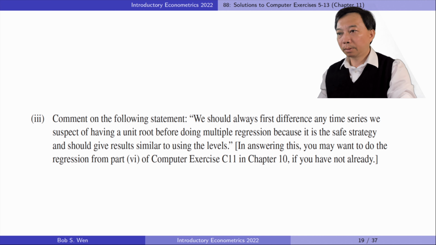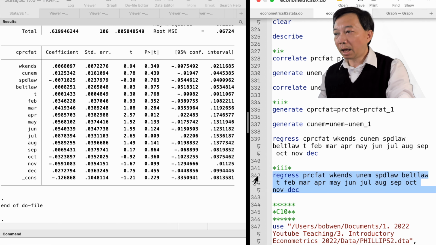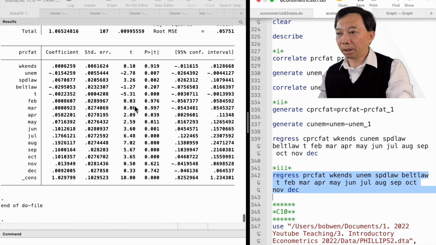In Part 3, comment on the following statement. We should always first difference any time series we suspect of having a unit root before doing multiple regression, because it is the safe strategy and should give results similar to using the levels. The statement is false. The results are not similar between using the levels and the first differences in the regression models. When we use the level terms, the estimated coefficients on the unemployment rate and the speed limit law are statistically significant at the 1% level.